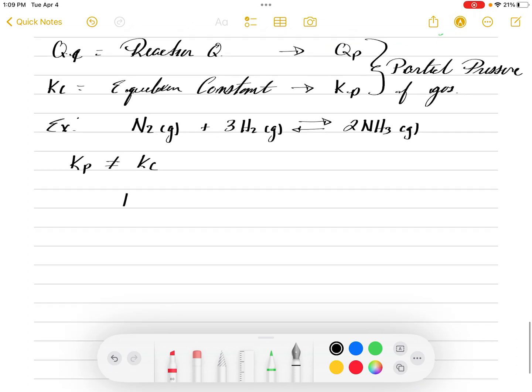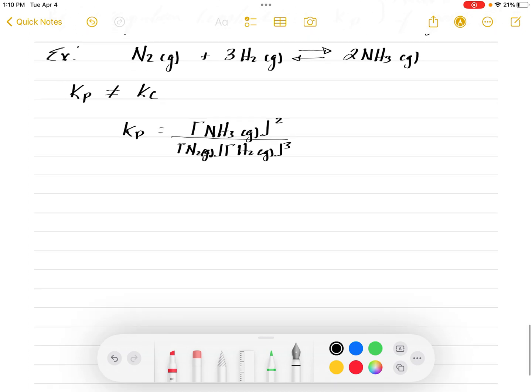All right? So I'm going to write the Kp for this. There's 2 ways to write it, okay? The first one says you can do it exactly the same format that we've been doing, which is NH3, right? You're going to signify that it's a gas, all right? And then you're going to square it because it's products over reactants. Then you're going to write it as the concentration of nitrogen, right? Also, you're going to write that it's a gas, times the concentration of hydrogen, also a gas. Okay, this is going to be cubed. Okay, that's one way to write the Kp.